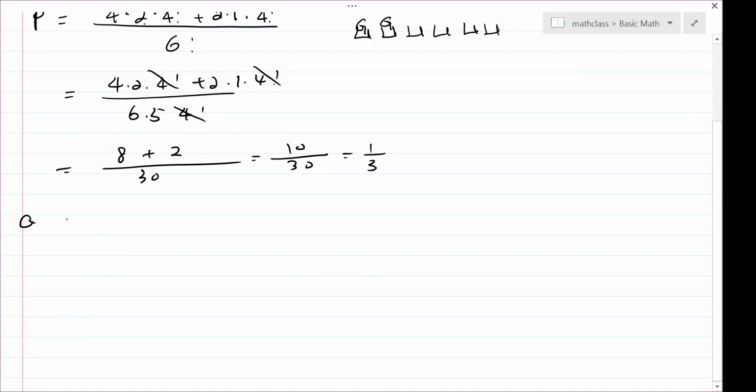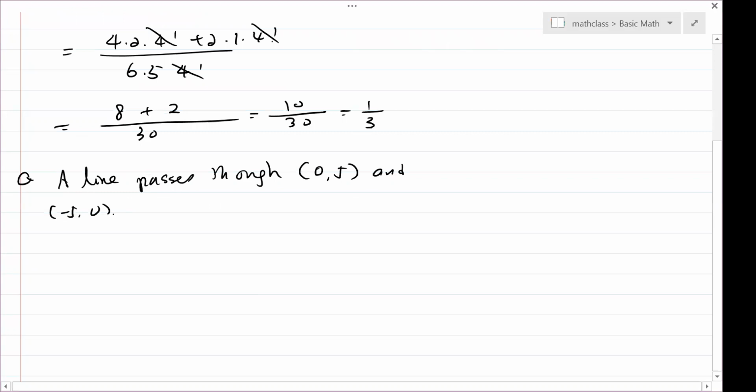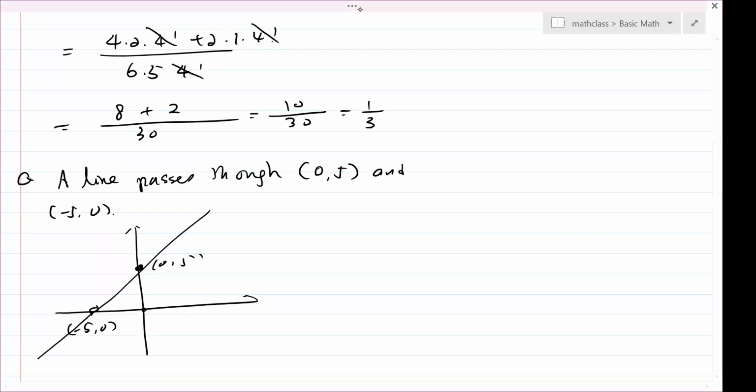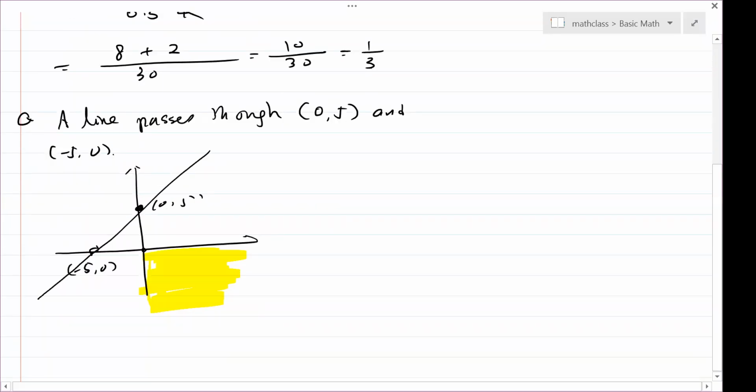Okay. This is about a line that passes through the points (0, 5) and (-5, 0). Now, which quadrant is missing? Does not go through, right? So for this one, when you draw the picture, you have to plot the point from 0 to 5. This is 0 and 5. And this is going to be -5 and 0. So when you draw the line, clearly the fourth quadrant, it does not go through. Okay. So the line misses a quadrant. Now what I want to do is, can we determine the equation for the line?